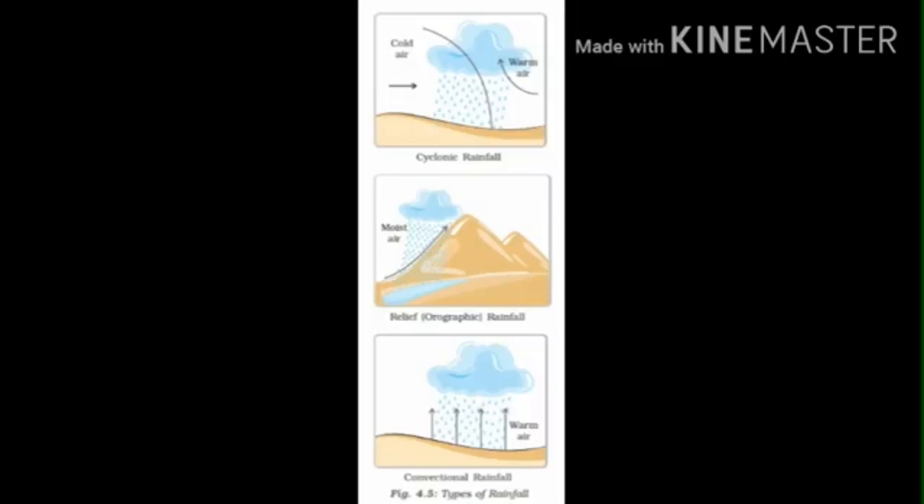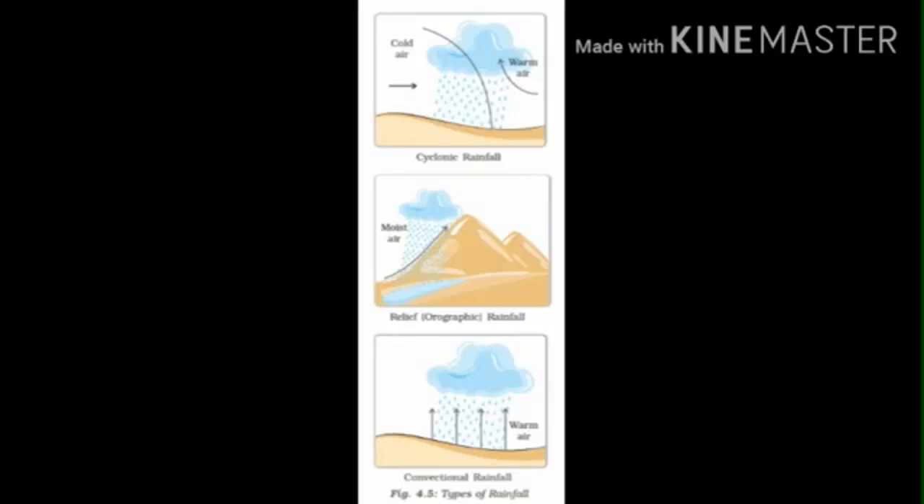Clear, children? Children, next important thing is we have three different types of rainfall. What are they? One is relief rainfall, then convectional rainfall, then cyclonic rainfall. Clear, children? Okay. What is meant by relief rainfall? Relief rainfall occurs when moisture bearing winds are forced to rise over a hill or mountain and shed the moisture in the form of rainfall.